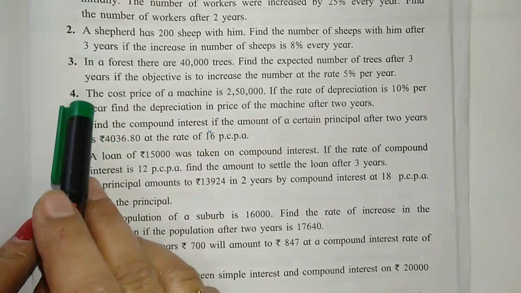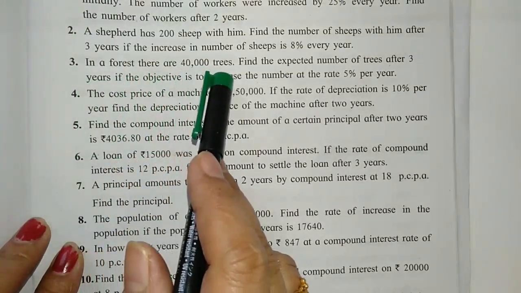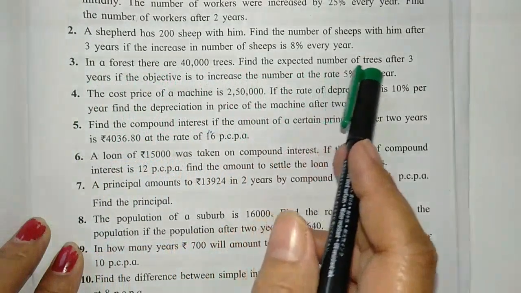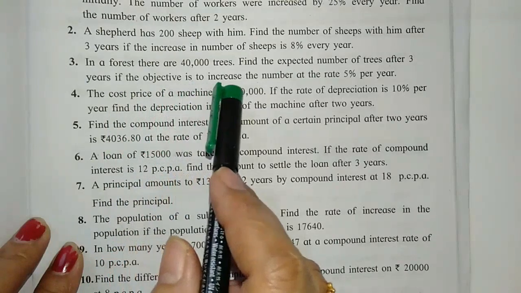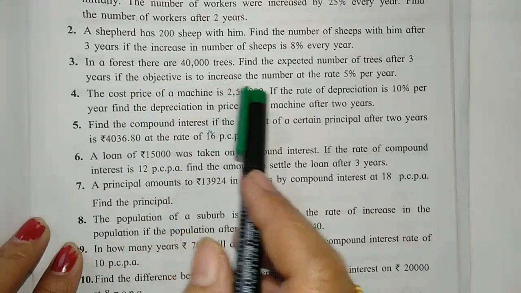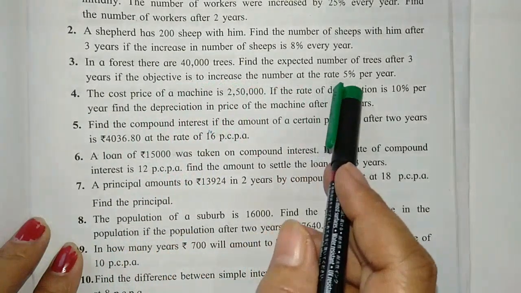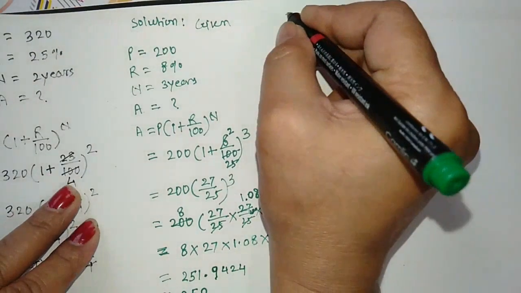Now see the third question. In a forest there are 40,000 trees. Find the expected number of trees after 3 years if the objective is to increase the number. Again increase is given, so R is taken as positive. The number at the rate 5% per year. Very simple question. See the solution.